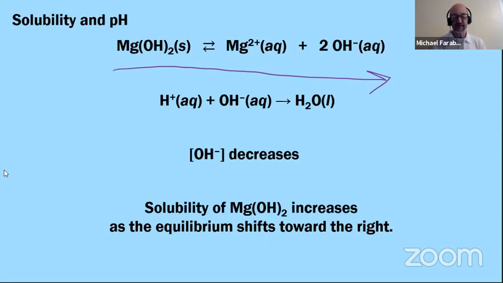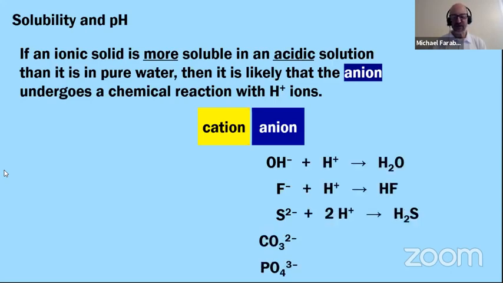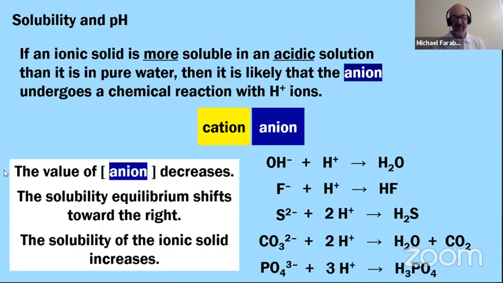So with respect to solubility and pH, I'd like you to focus on the anion. So if the negative ion is hydroxide, fluoride, sulfide, carbonate, phosphate, these are all examples of bases, then what they will do is they will react with the H plus ions, and then that will cause the concentration of that negative ion to decrease. The solubility will then shift toward the right. Because of the equilibrium shift, the ionic solid becomes even more soluble in an acid solution.